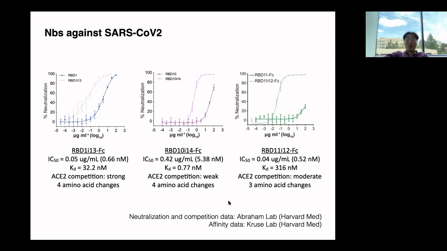So the ones that neutralize very well compete with ACE2 binding very strongly, whereas the one that binds very well but doesn't neutralize as well as you might expect competes with ACE2 binding weakly. ACE2 is the natural target of the RBD on the cell that allows SARS-CoV to enter. And so we've actually done, I don't show here, epitope mapping, and it's neat. You see these subtle differences of how the antibody binds the epitope.